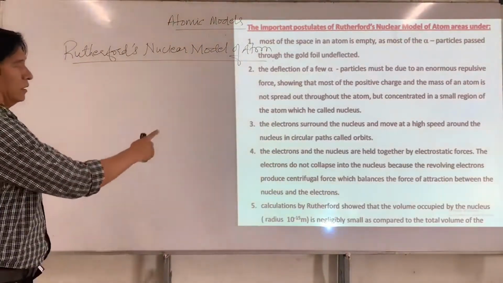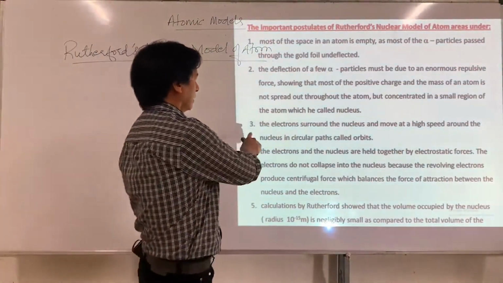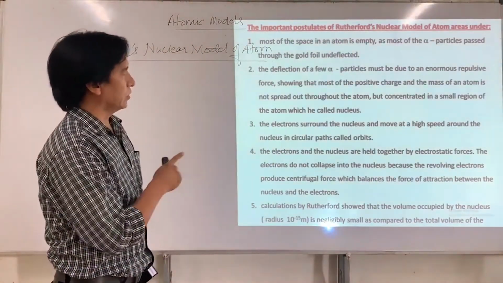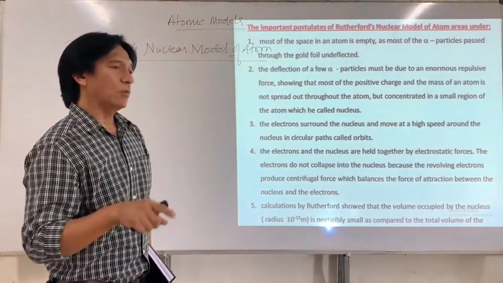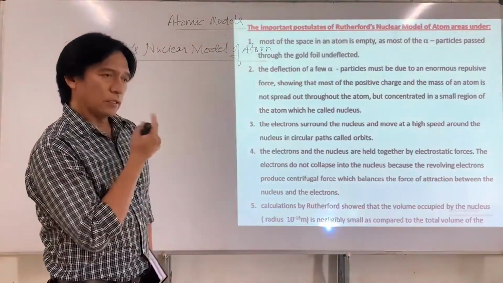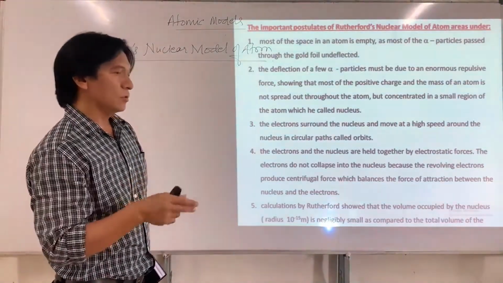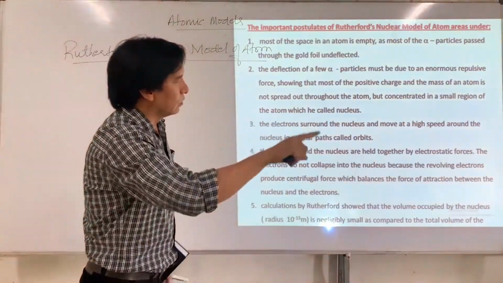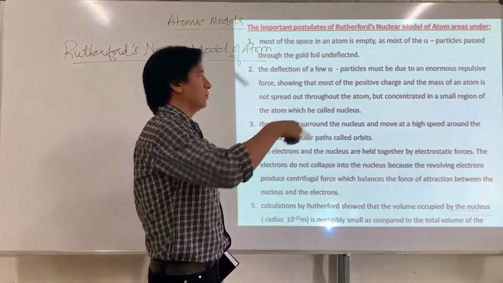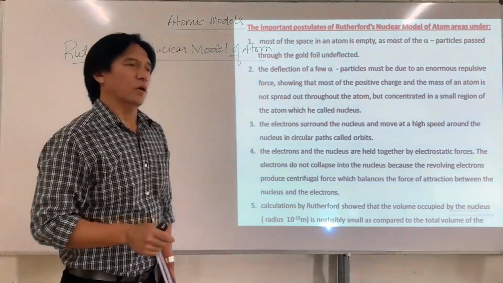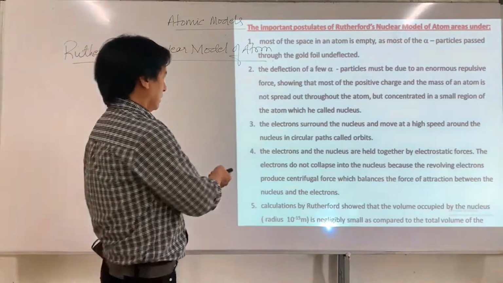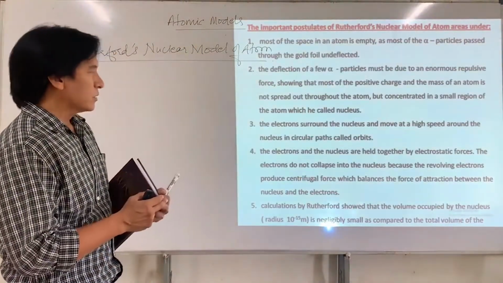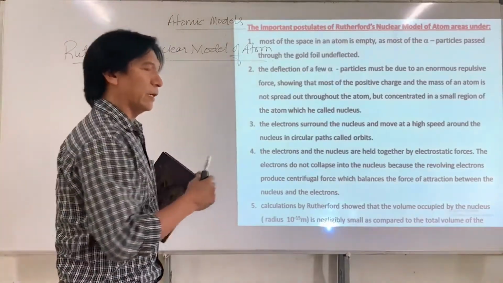And then the third point is the electrons surround the nucleus and move at high speed around the nucleus in circular paths called orbits. So regarding the electrons, Rutherford said that they surround the nucleus and move at high speeds around it in circular paths called orbits, right? Then the fourth point here is the electrons and the nucleus are held together by electrostatic forces.